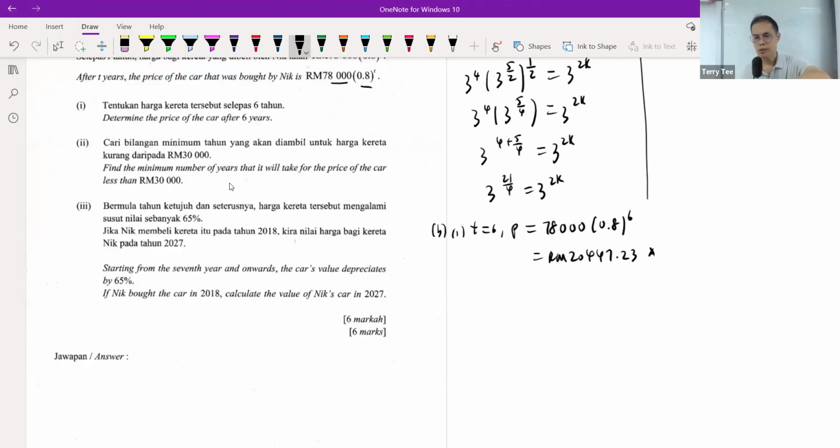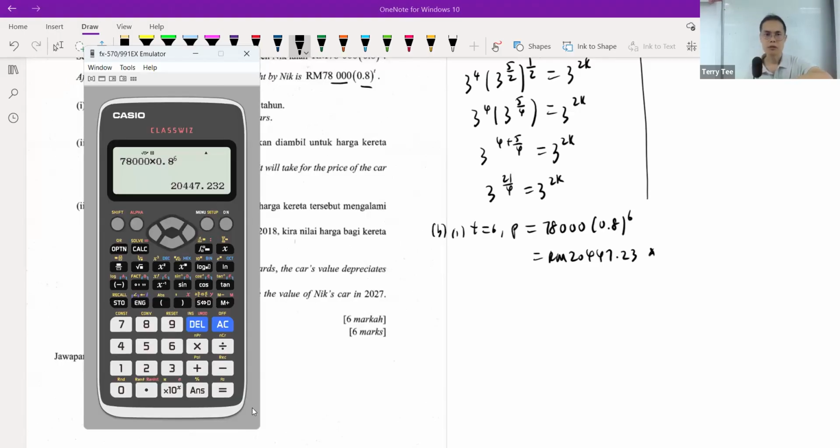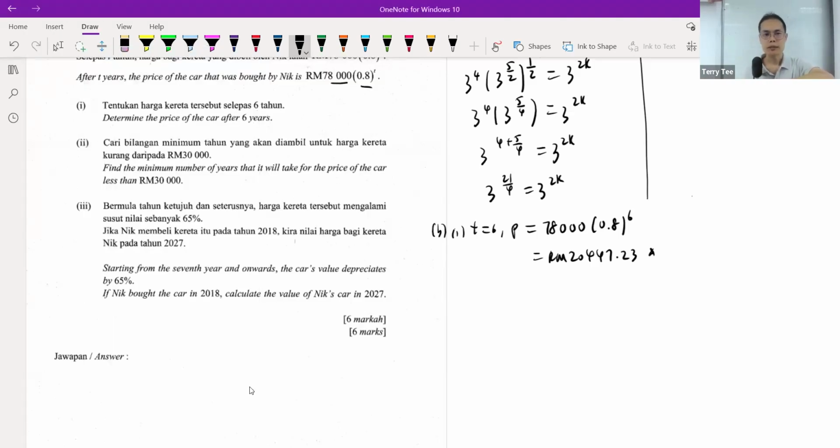RM 20,447.23. Now the question didn't say give your answer correct to the nearest ringgit. So I think I'll just leave it up to cents. 20,447.23. Okay. Now then, second part.